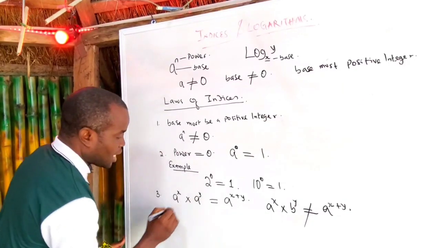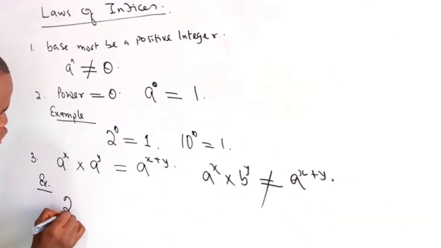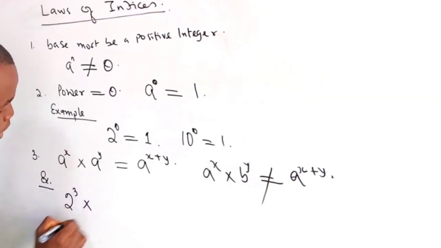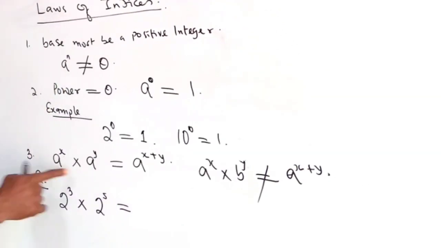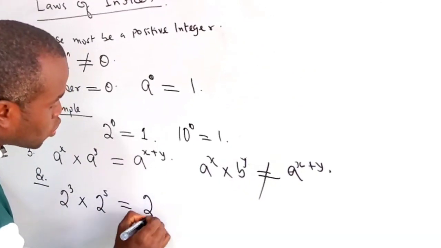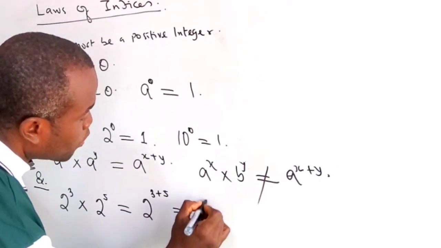All right, so let's take an example. If you have 2 raised to power 3 multiplied by 2 raised to power 5, according to this very law, it means that this is 2 raised to power 3 plus 5, which is the same thing as 2 raised to power 8.